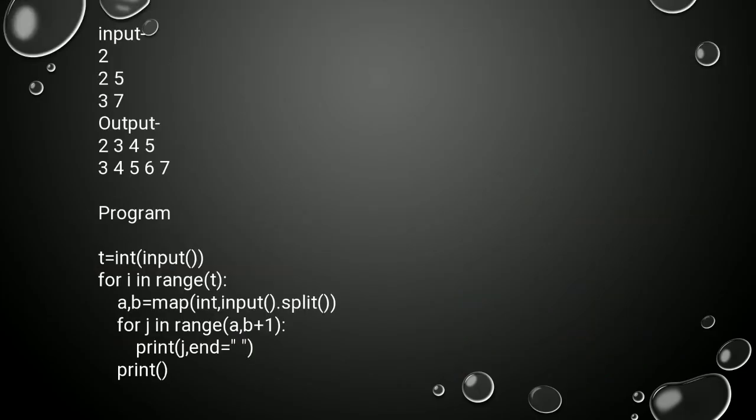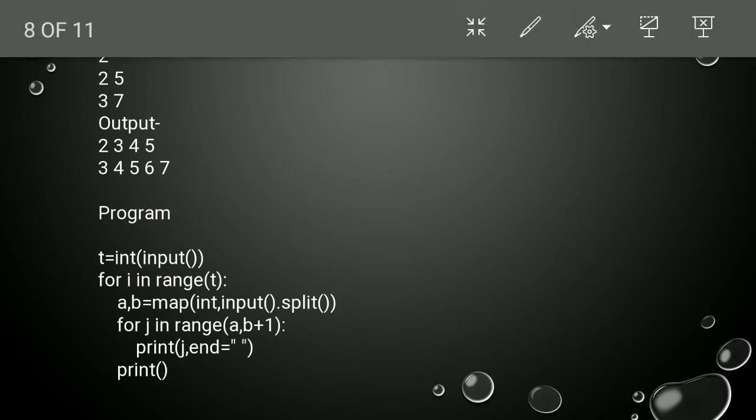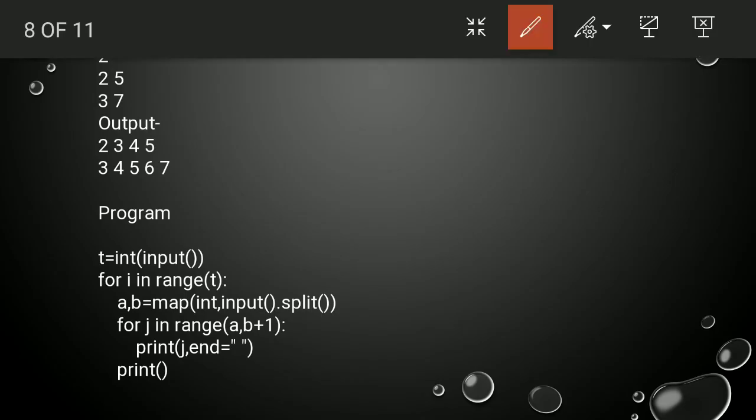The next question is, the input is 2, and 2 is space separated by 5, and 3 is space separated by 7. So what does 2 mean here? What is our input? 2, then 2 comma 5 and 3 comma 7. Here 2 means it's a test case. Test case means 2 will be the number of test cases.